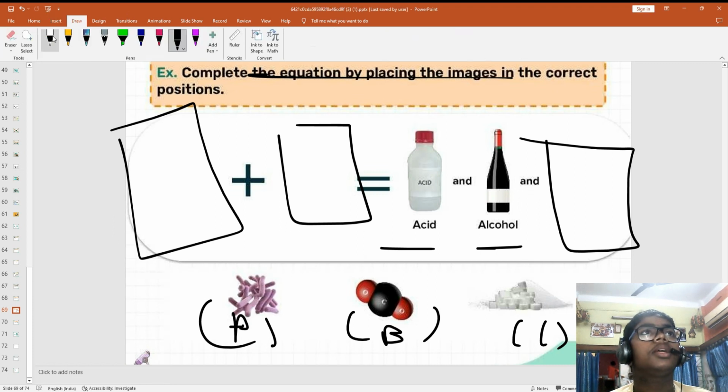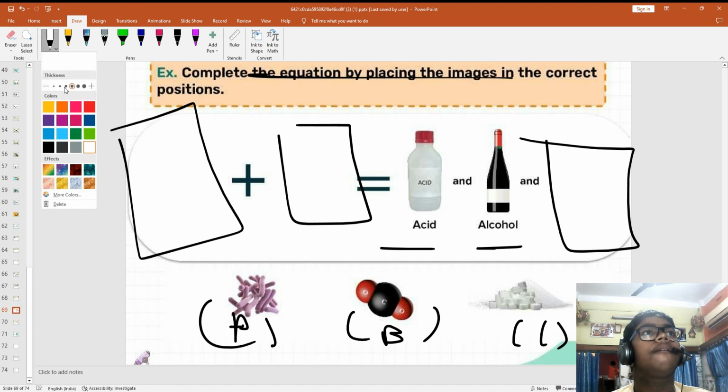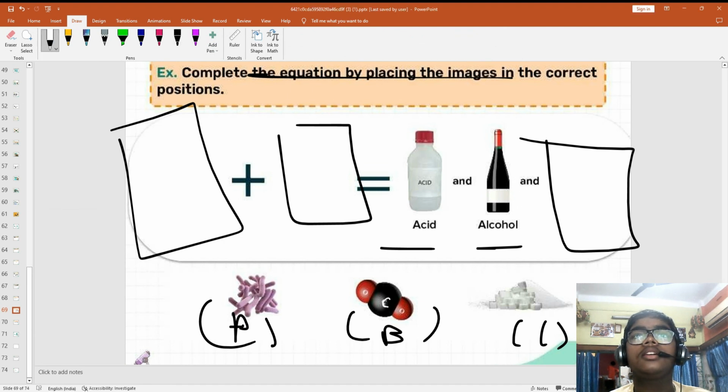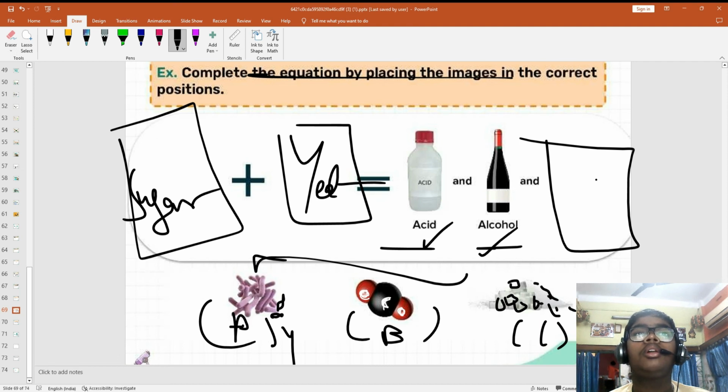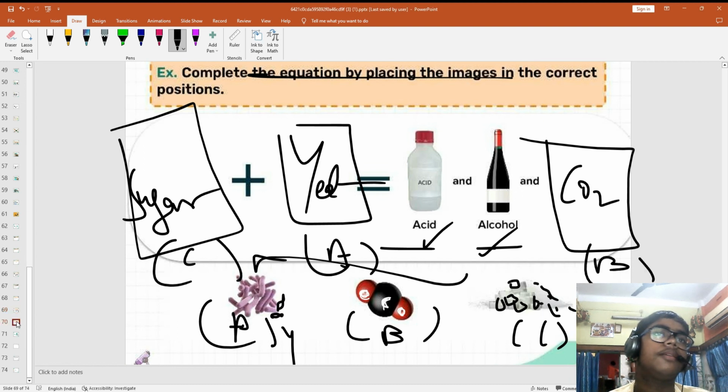This is C, this is O, and there are some bars and some powders. This is some microorganism. This is yeast, so here yeast will be there. Yeast plus sugar will give acid or alcohol plus CO2, which means first C, A and B. CAB will be the answer.